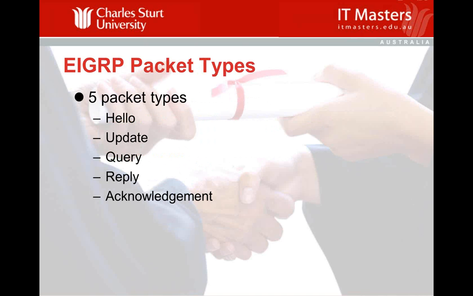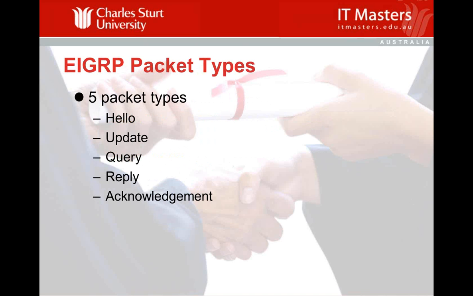Reply packets are sent as a response to the query packets, assuming that the responding router has an alternative route. They're actually sent as unicast, because you don't want to send a multicast, you only want to send it back to the router that actually asked for it. So that's why they're sent back as unicast.